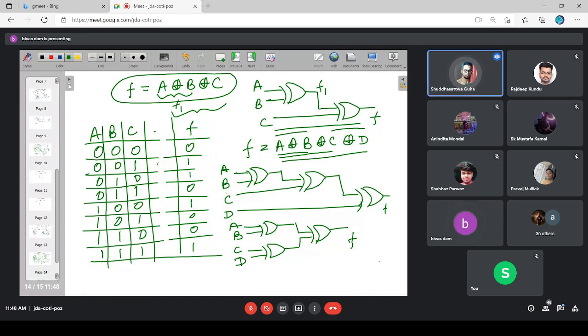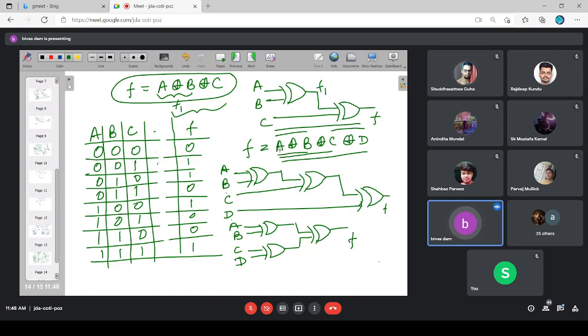So in the first case, we are doing it in 3 steps, and in the second case, 2 steps, sir. So that is more beneficial. Yeah, but the more concrete answer is the first one.